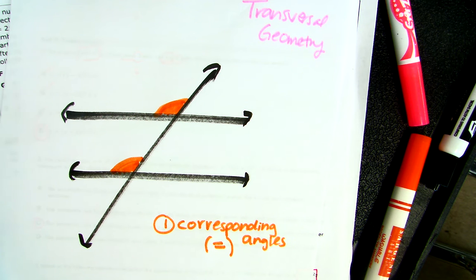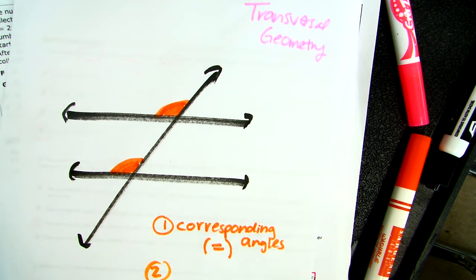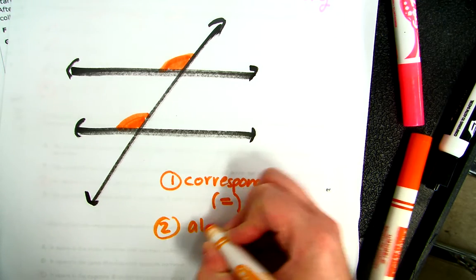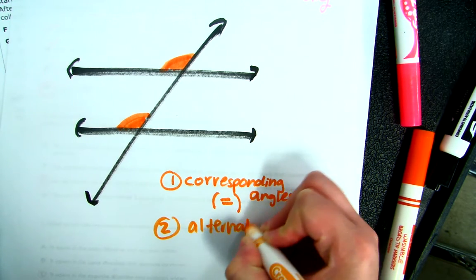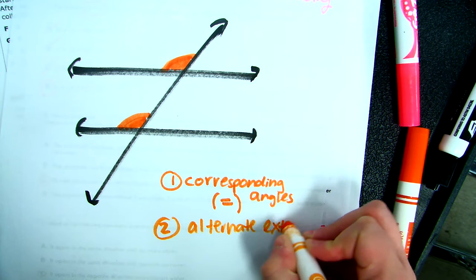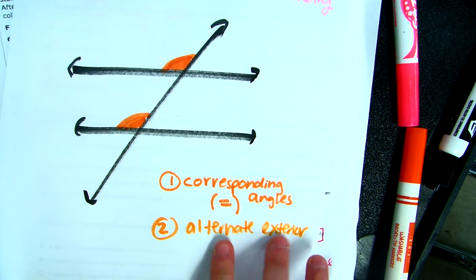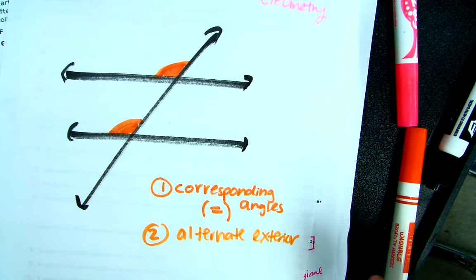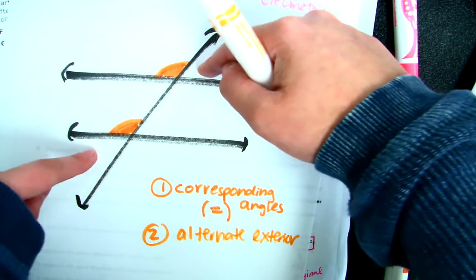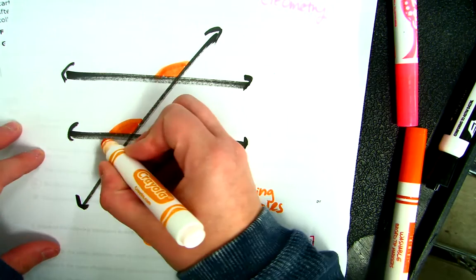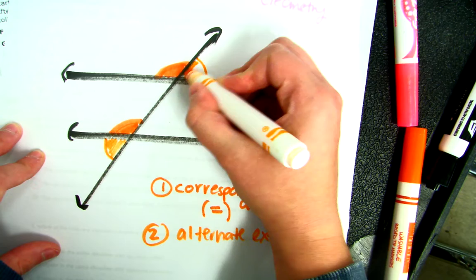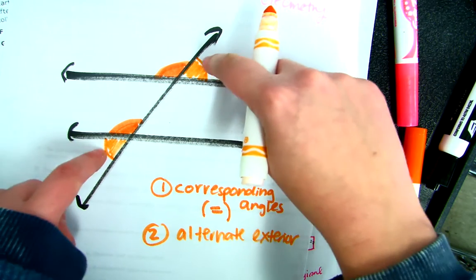The next one I wanted to talk about is, hopefully this color isn't too similar. Yeah, we're going to go for it. It's alternate exterior angles. So let's break apart these two words. Alternate means opposite. Exterior means outside. So I'm going to say these two right here. This one is one of them, and this one is another one because they're alternate and they're on the outside.